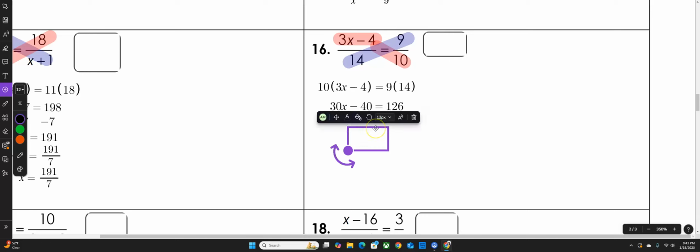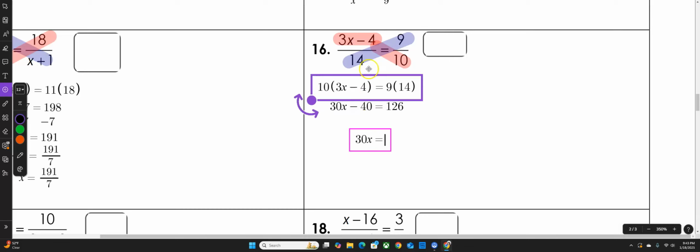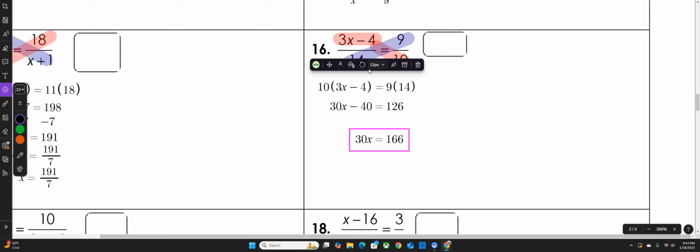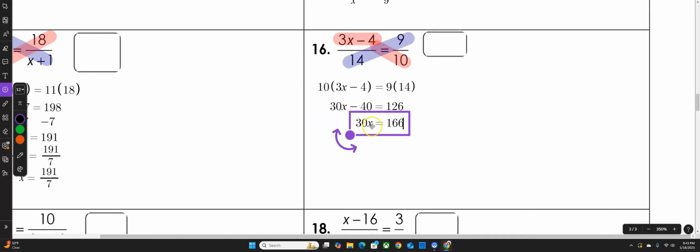Then we're going to add 40 to both sides, so we end up with 30x is equal to 166. And 166, oops, divided by 40 is 4.15, or 83 over 20. In this case, since it is a terminating decimal, 4.15 is an appropriate answer, or you can leave it as the fraction.